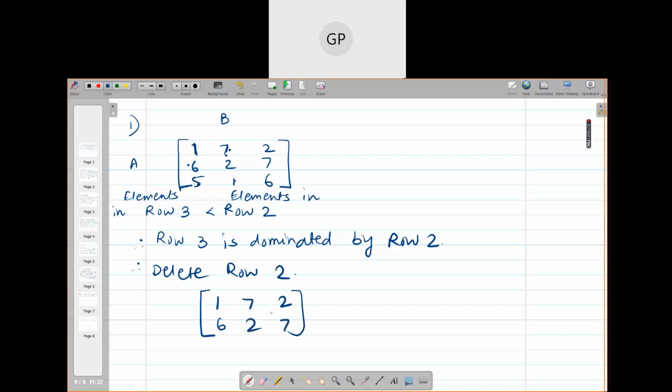This is your matrix. Now next, tell me where you see dominance. Is it visible in columns 1 and 2? 1 is less than 7 but 6 is greater than 2, so no clear dominance. Now 1 is less than 2 and 6 is less than 7. This is column 1 and this is column 3. Can you see it? Yes, ma'am.